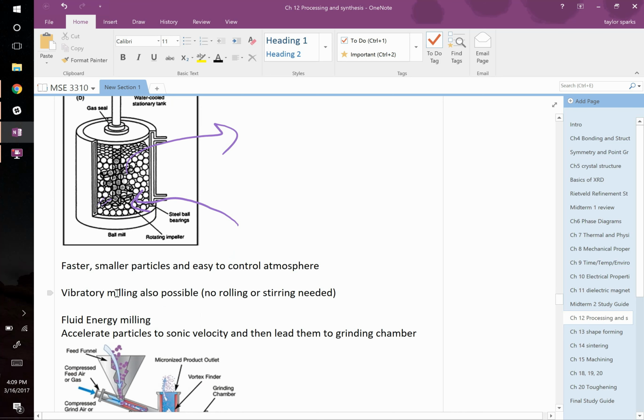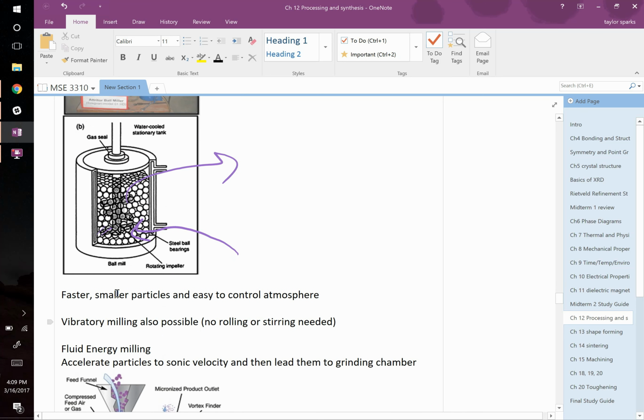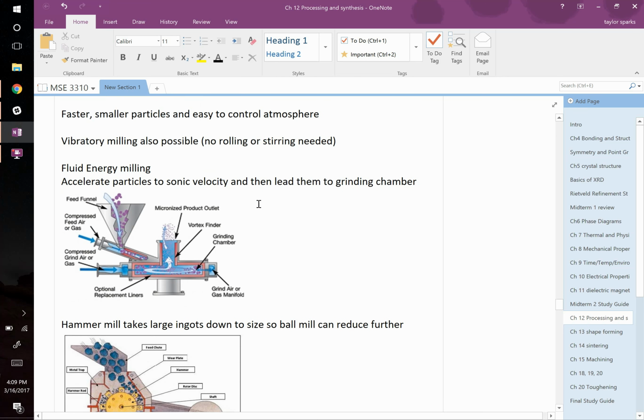There's vibratory milling. That's going to be a very similar process, but rather than this shaft rotating, it's just going to vibrate inside of there. And as it vibrates, it's going to cause the particles to, again, have contact with one another and break the particles up.